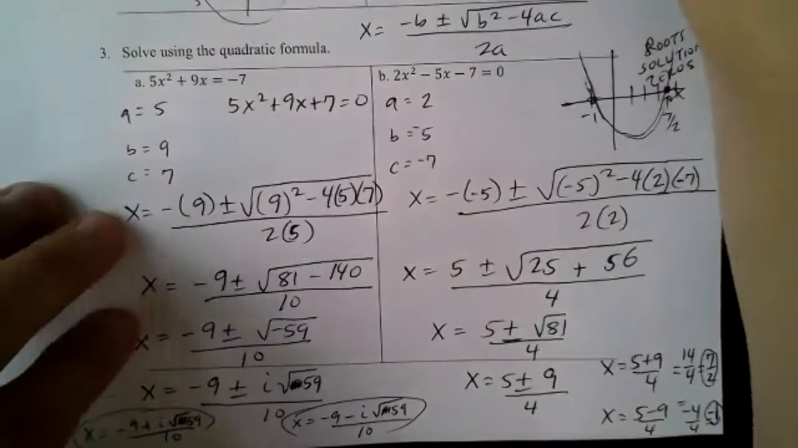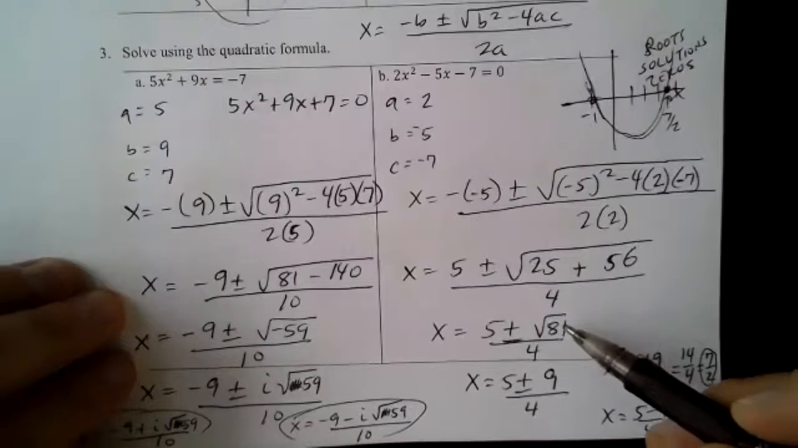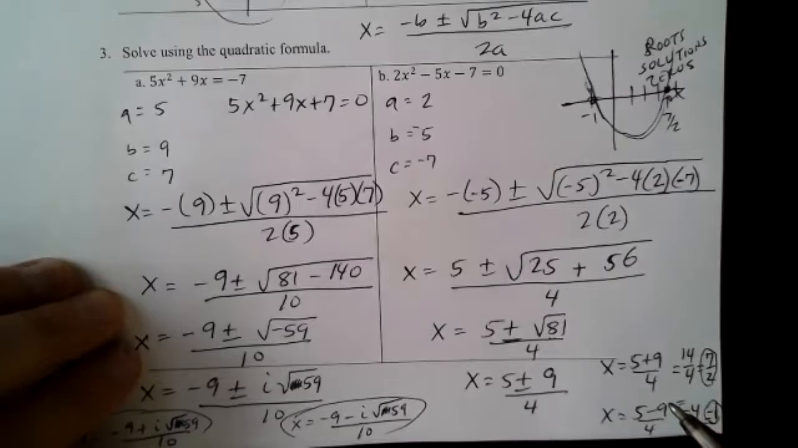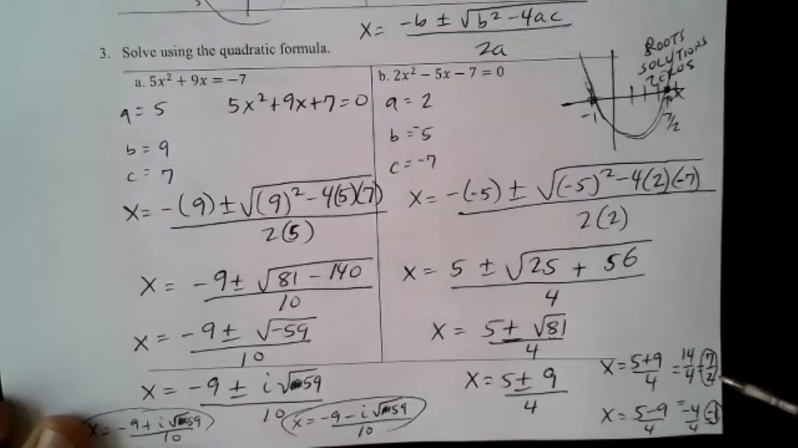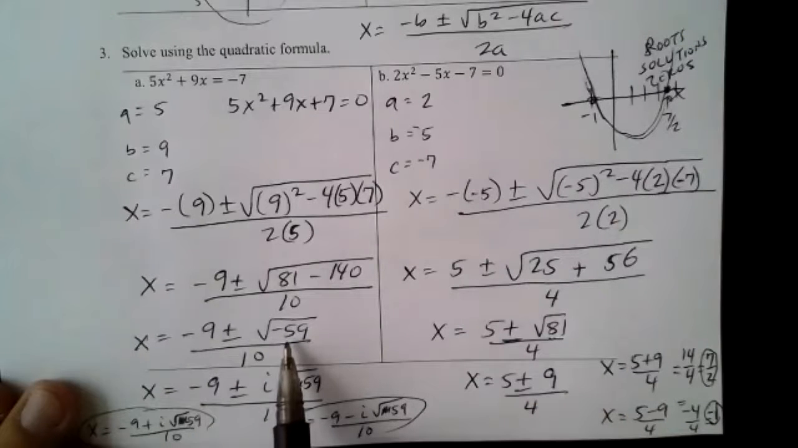Now, oh, and by the way, remember yesterday when we talked about that chart, if the discriminant is a perfect square like this, then you have two solutions and they are rational. So rational means they can be formed into a fraction, all right? If you have a discriminant here that is not a perfect square, you have two solutions, but they are irrational, okay?